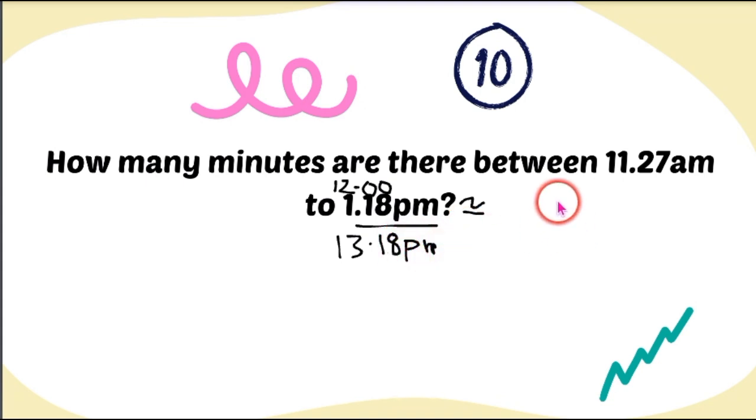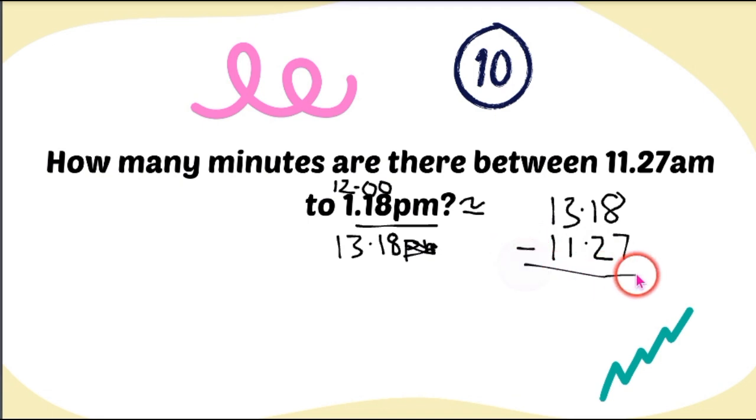I'm sure you must have seen some digital watches reading time like this. So after you convert the p.m., just subtract to know the number of hours and minutes, and then you change to minutes later. So 13:18 subtracting 11:27. I'm sure in year 4 or year 5 thereabout, you must have done addition and subtraction of time. Okay, so let's subtract this.